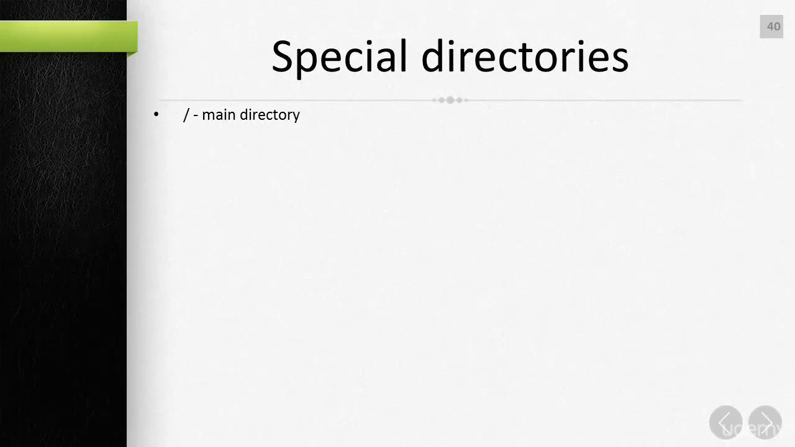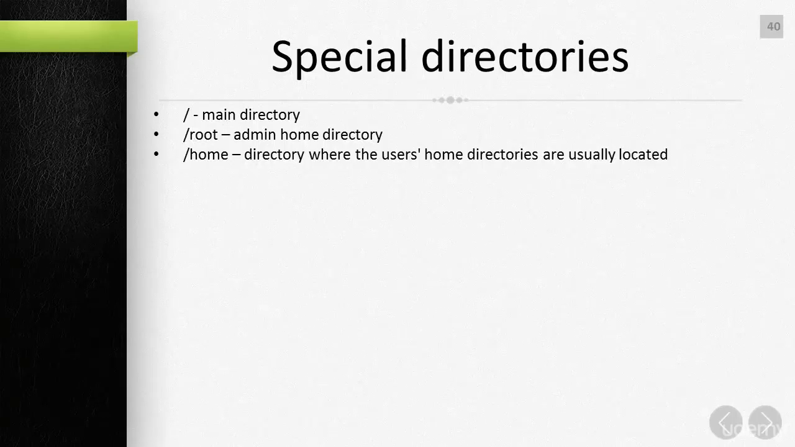As I mentioned earlier, / is the root directory, the equivalent of C: in Windows. All other folders, disks, devices are pinned onto the specific structure relative to this directory. The /root directory is the home directory of the user who has administrative rights, and it's always called that way. The /home directory is a standard directory in which home directories of other users are placed. For example, a user named Bob will get the home directory /home/Bob.